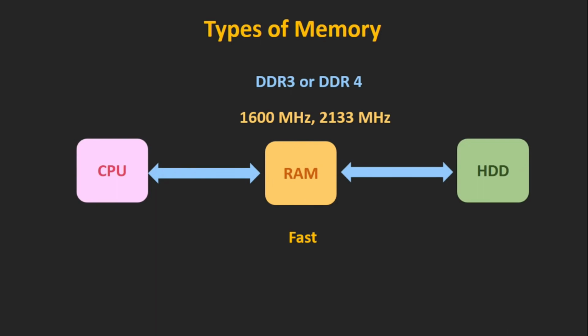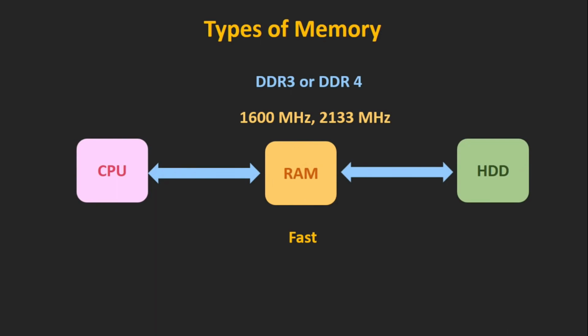But the newer generations of RAM, like DDR3 and DDR4, can operate at a much faster rate, like 1600 megahertz to 2100 megahertz. So now the speed of RAM is comparable to the speed of the CPU. Now you may say that the newer version of RAM can supply data to the CPU at the rate at which it wants, but the answer is no.